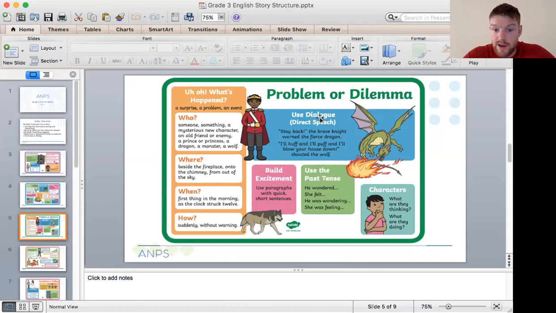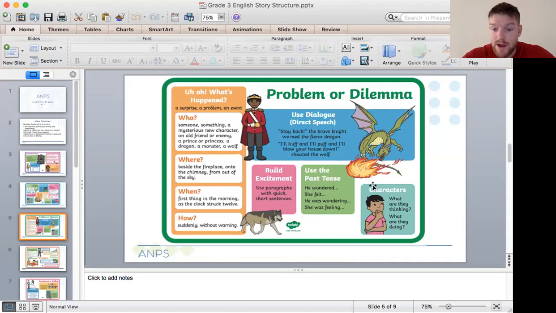We can use dialogue here as well, direct speech. "Stay back," the brave knight warned the fierce dragon. "I'll huff and I'll puff and I'll blow your house down," shouted the wolf. And the idea of our problem is to build excitement, okay? We do that by using paragraphs with quick, short sentences. We use the past tense. Obviously, we use the past tense because it's a story, something that happened.